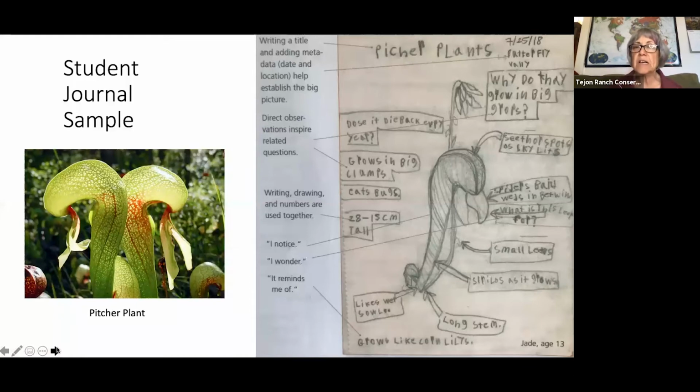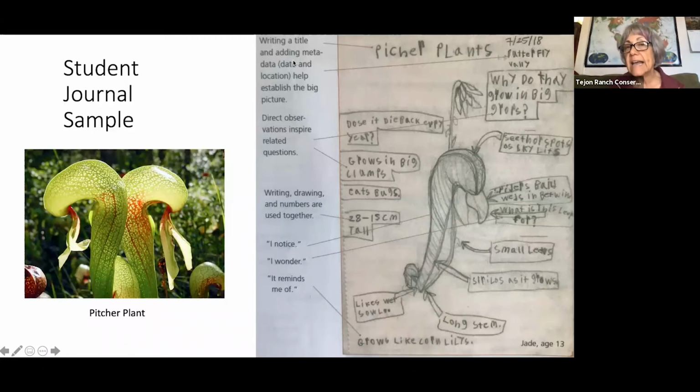So here's a couple of journal samples that might be helpful to you to see that other students have done in the past. In this particular case, this student, Jade, who's age 13, was studying this really cool pitcher plant. Jade drew a picture of the pitcher plant, wrote several questions, wrote lots of diagrams. Let's take a look at what we have here.